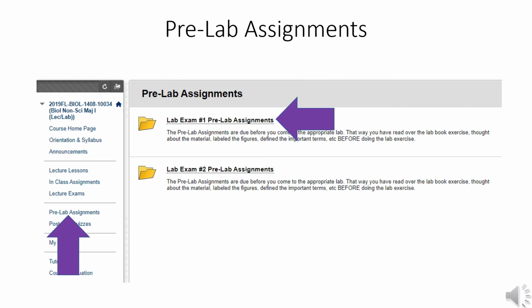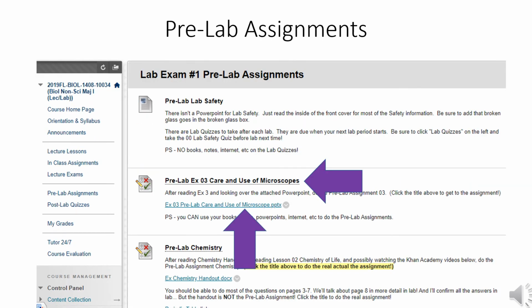When you click the link on the left, you'll get to the pre-lab assignments, and you'll have to click the lab exam number 1 pre-assignments or the lab exam number 2 pre-assignments, and then you can actually get to the list of assignments. Once you click that lab exam number 1 pre-lab assignments, it does get to all the pre-labs for lab exam number 1. Switching to some 1408 examples here.